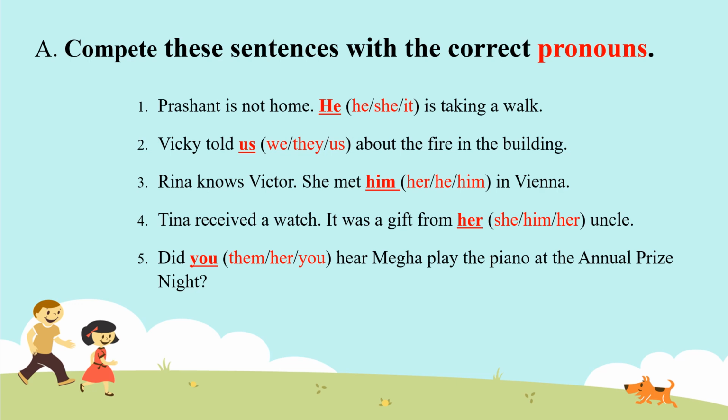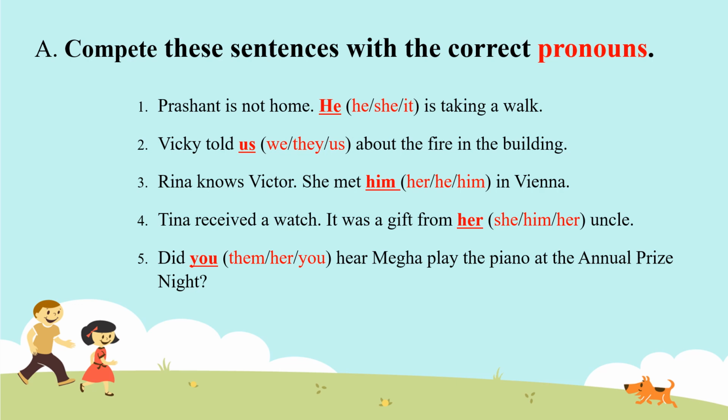Next, Vicky told Dash about the fire in the building. So options are we, they, and us. Here the correct answer is us. So the sentence becomes: Vicky told us about the fire in the building.